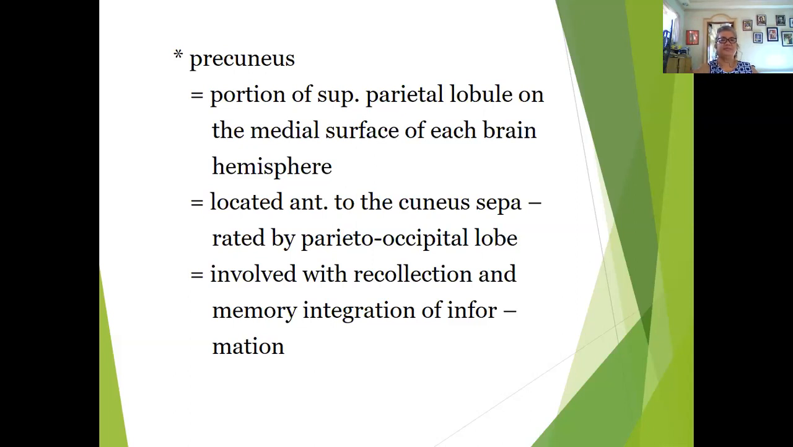And your precuneus is involved with recollection and memory integration of information. So use your, and there will be an examination. You use your precuneus well in recollecting what you have studied and learned and integrate this information to a question.